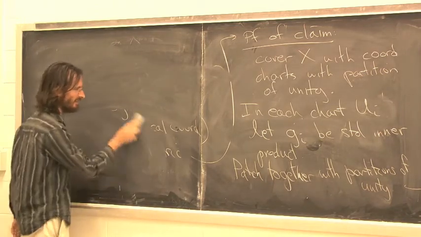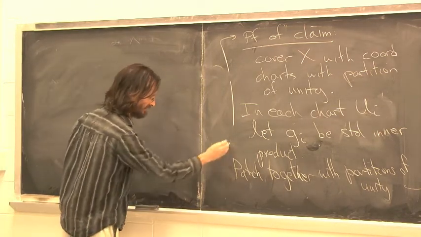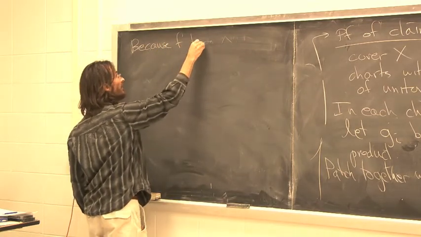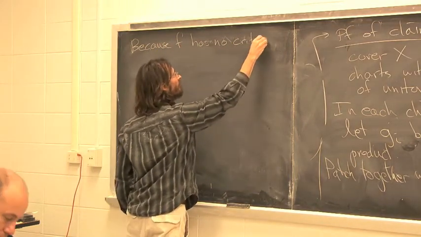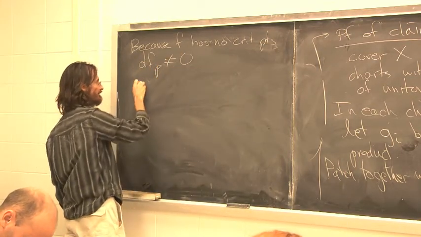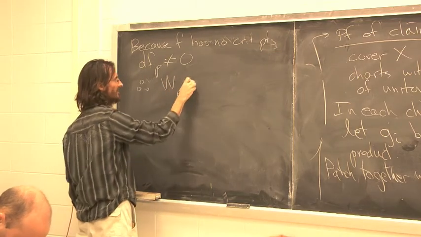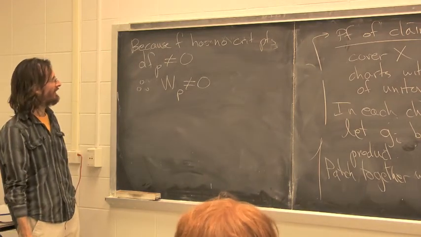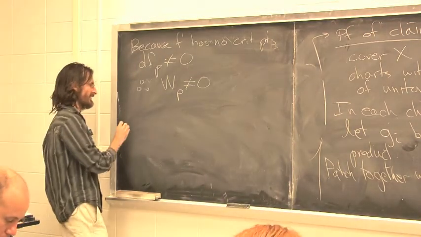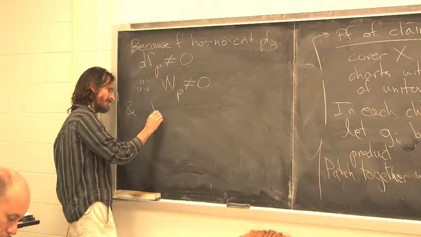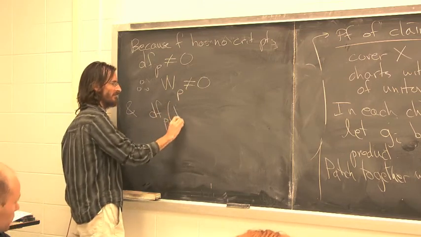So the first thing I need to know is that, right, how are we going to use the no critical points? Because f has no critical points, df at p is not 0, therefore w at p is not 0. Okay, so it's a non-zero vector. But more important than that, I guess, is, well, let's figure this out now. What is df at p of w?